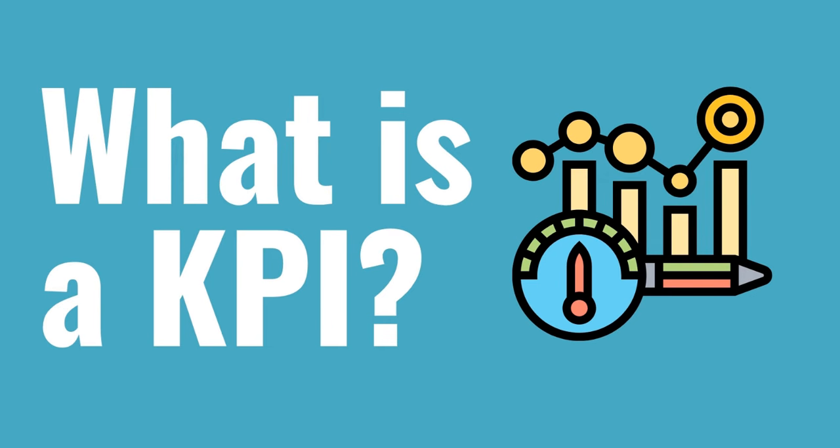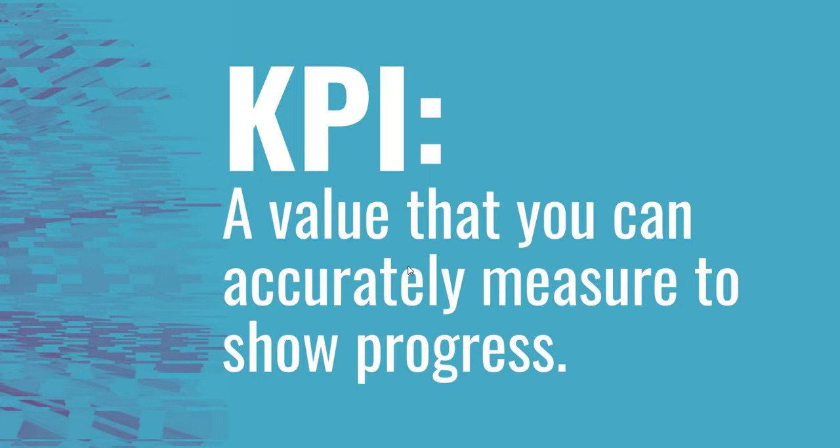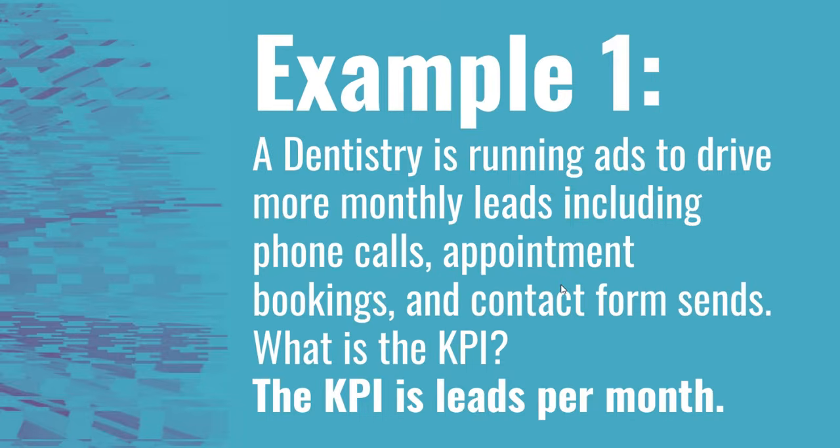Today I'm going to be going over KPIs. So KPI stands for Key Performance Indicator. And key performance indicators are values that you can accurately measure to show progress. So it can be used for a business, it can be used in terms of marketing, it can be used in your personal life. So key performance indicators are essentially just values that you can accurately measure. And what you want to do is look at those values over time to see if your progress is advancing or decreasing. So let's look at a few examples.